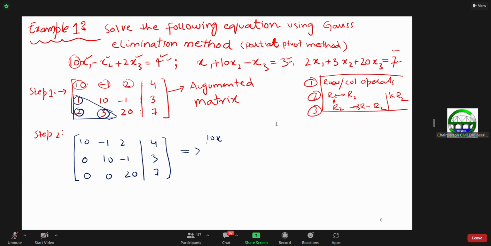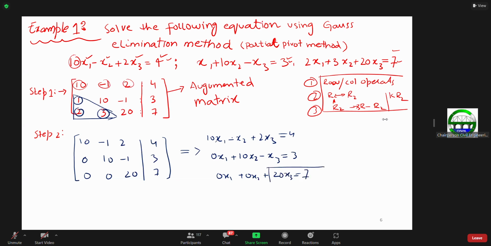Our equation will become 10x1 plus minus x2 plus 2x3 is equal to 4. And then this equation will become 0x1 plus 10x2 minus x3 is equal to 3. And finally, this equation will be 0x1 plus 0x2 plus 20x3 is equal to 7.